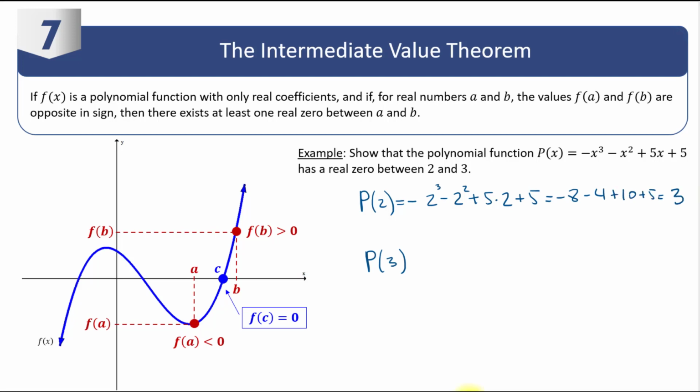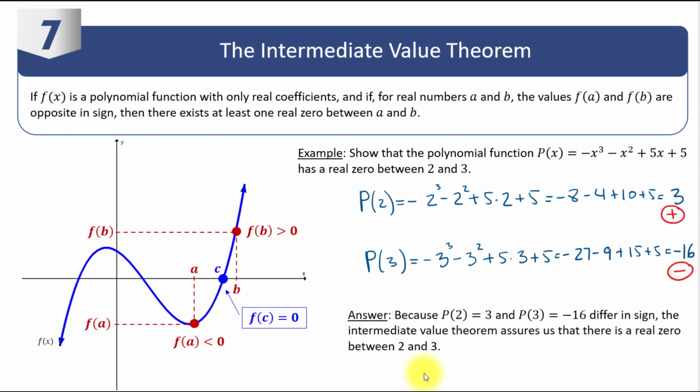This is 3. And then to find p of 3, we're going to plug in 3 into the function. So it's negative 27 minus 9 plus 15 plus 5. That is negative 16. Now, because p of 2 has a positive sign and then p of 3 has a negative sign, in other words, point at the graph of this function at x equals 2 lies above the x-axis, and point at x equals 3 on that graph lies below the x-axis. So in order for those 2 points to connect, line has to cross the x-axis at least once, can be more than once.